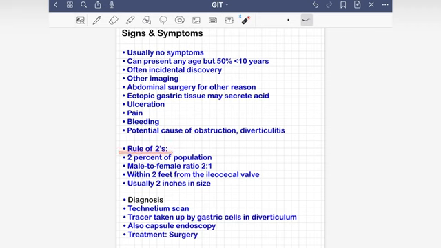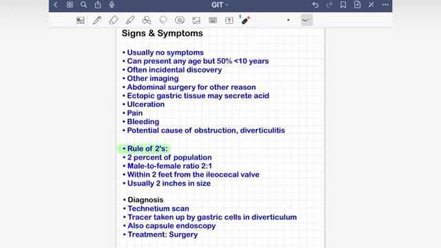There is something called the rule of twos that many people remember to recall the features of Meckel's diverticulum. 2% of the population has Meckel's diverticulum. The male to female ratio is 2:1. They usually occur within 2 feet of the ileocecal valve in the ileum, and they are usually 2 inches in size.